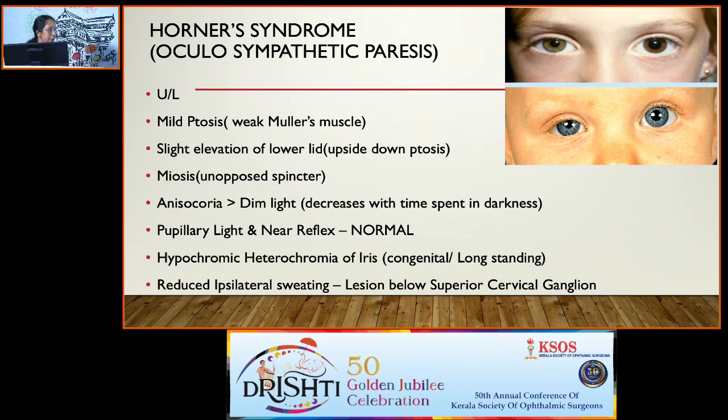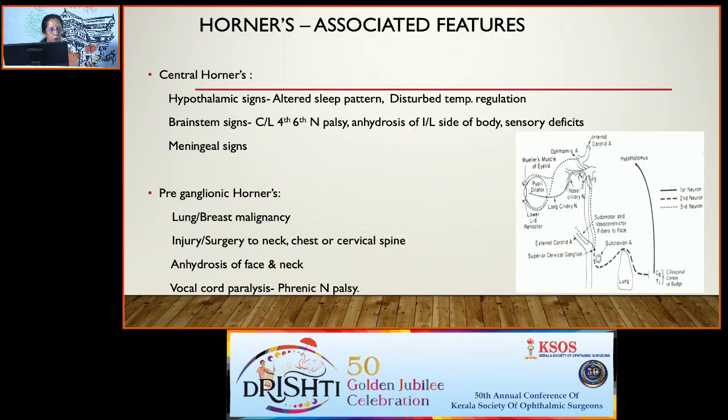The pupillary light reflexes and near reflexes will be normal. And in congenital cases and long-standing cases, you can have hypochromic heterochromia of the affected iris. And when there is a lesion below the superior cervical ganglion, reduced ipsilateral sweating of that side of the body also. Now, associated features, when there is central Horner's, it can be preganglionic, it can be a sign of lung malignancy also.